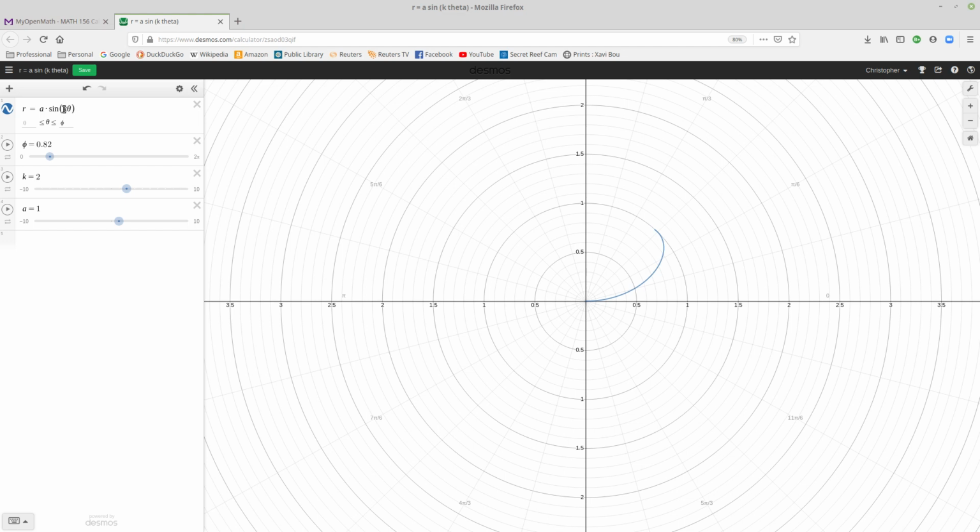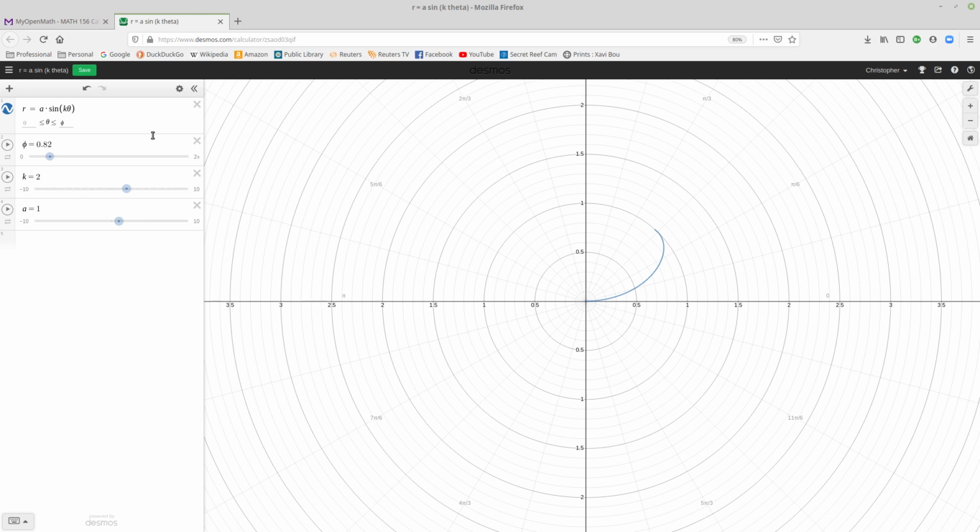When I plug in a pi over 4, I'm going to then double that value. In this case, I'm doubling because k is equal to 2. We're going to change k in a moment and see what else happens. But if I'm doubling pi over 4, what I actually get inside my parentheses is pi over 2. And sine of pi over 2 is 1, and that is the maximum value of sine. So we can see that at pi over 4, since we double the angle, we're actually achieving sine's maximum value.